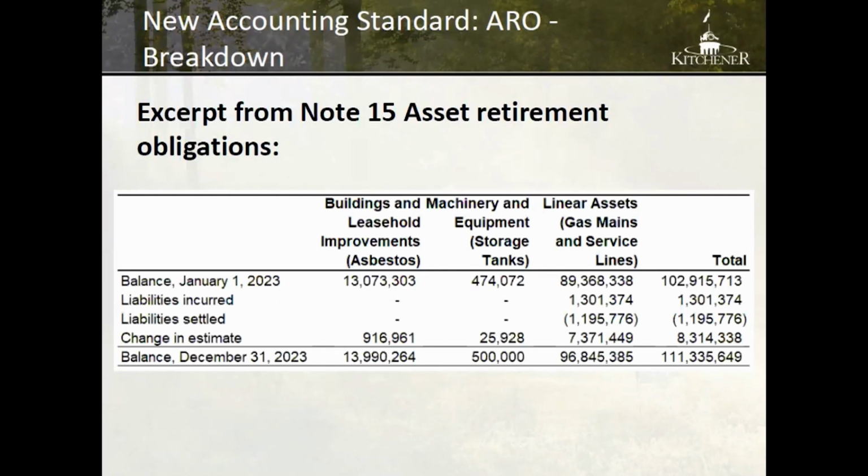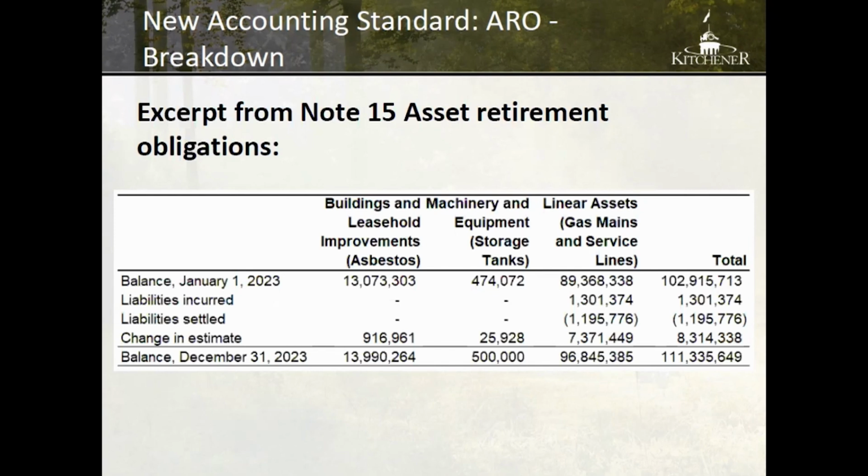This table is an excerpt from Note 15 to the financial statements and shows the breakdown of the ARO liability at Kitchener for the year ended December 31st, 2023. It also shows the continuity of the liabilities during the year. In the first row, under the total column to the right, you can see the beginning total liability of $103 million, which matches the previous slide.